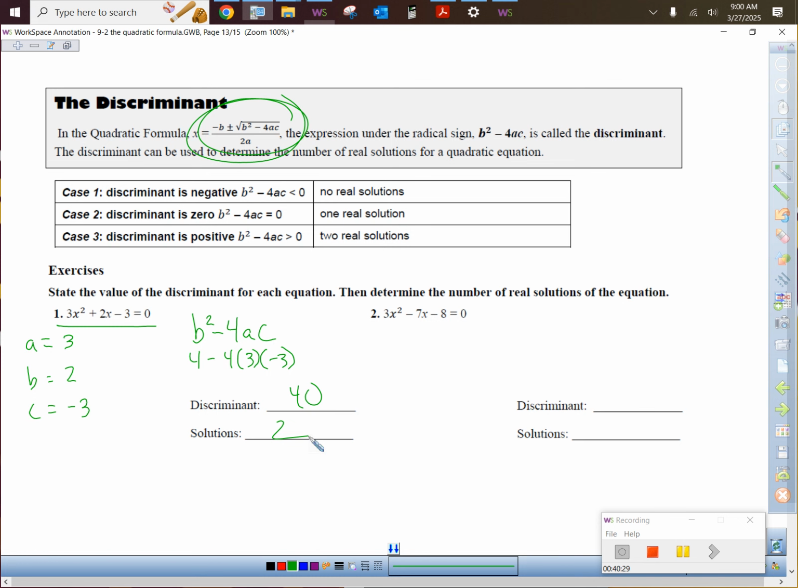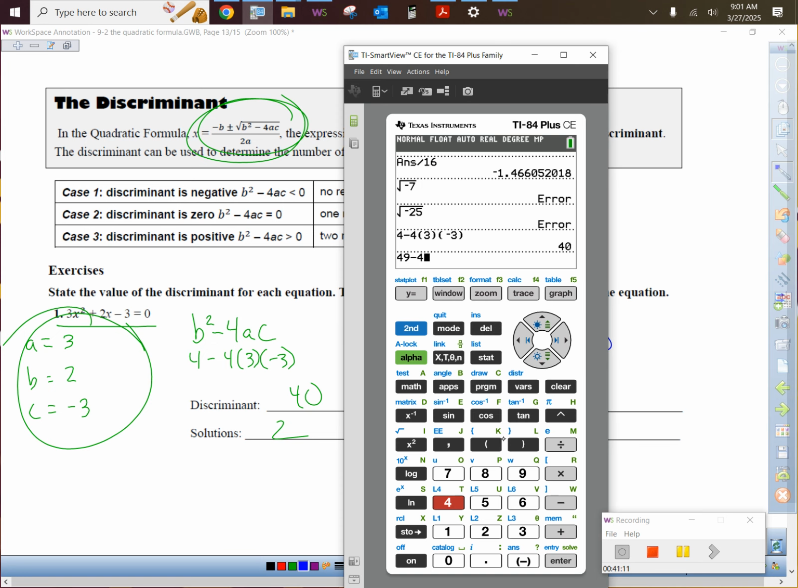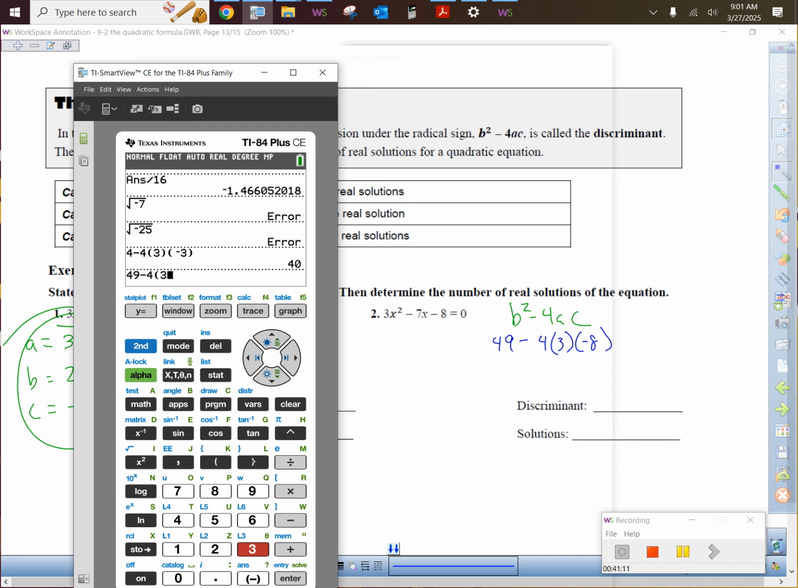Next guy, let's find the discriminant. I don't care on this if you don't do the a, b, and c. That's up to you. But don't we have to do b squared minus 4ac? Who is b? Negative 7. It needs to be squared, so that would be 49 minus 4 times 3 times negative 8, right? We'll punch that in. And I got 145. Please check that I punched it right. Sometimes I make typos. Did you guys get 145 back?